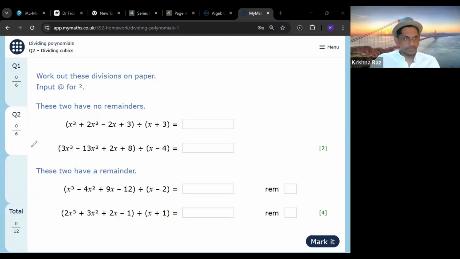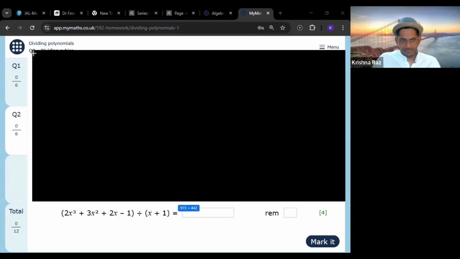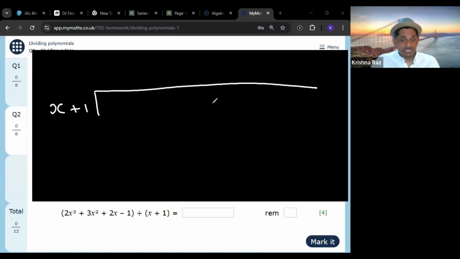Now, let's try this third one. This time we have a remainder. So I'm going to give that one a go. It's exactly the same thing. What will happen is we should get a remainder instead of getting 0 when we subtract at the very end.